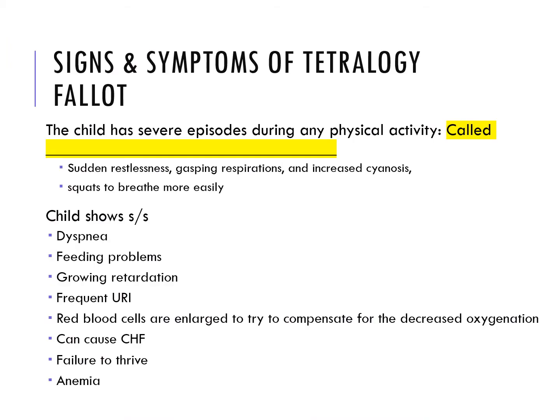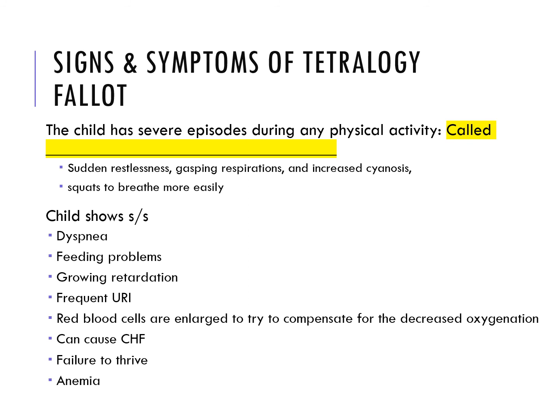The child has severe episodes during any physical activity, which are called TET episodes. This is a sudden restlessness, gasping respirations, and increased cyanosis. So these are their hypoxic episodes. They can also squat to breathe more easily. So what if it's a baby and they can't squat? What should we do? We're going to place them in a knee-chest position to help them breathe. These episodes can last minutes to hours.